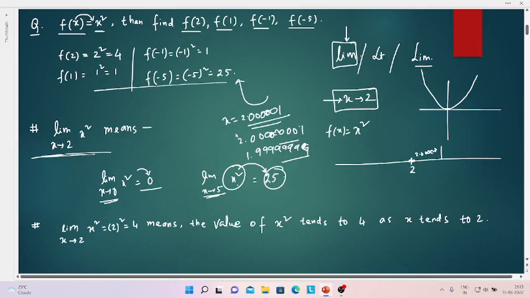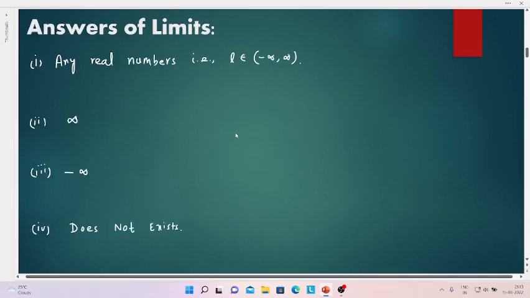Here three types of fundamental things are there. One is lim, I mean limit, and second is x or any variable which tends to a constant number, which may be 2, which may be 0. Not only a constant number, but sometimes you will see that it may tend to infinity or minus infinity, right? And there will be a function for which we have to find out the limit, right? Okay, let's move to the next slide, which is answers of limit.